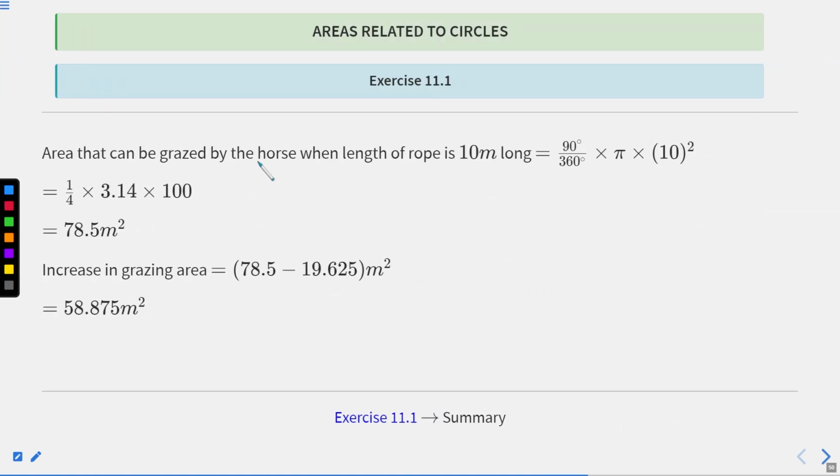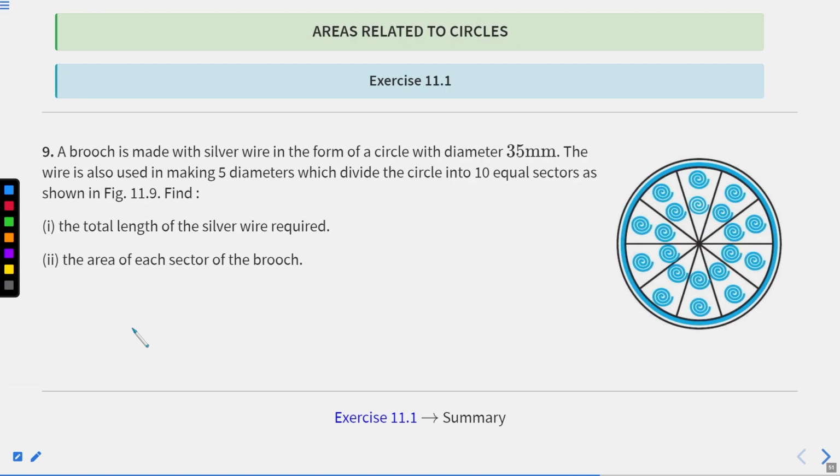And the area that can be grazed by the horse when the length of rope is 10 meter long is 90 degree by 360 degree into pi into 10 square, that is equal to 1 by 4 into 3.14 into 10 square, that is equal to 78.5 meter square. So the increase in grazing area is equal to 78.5 minus 19.625 meter square, that is equal to 58.875 meter square. Okay, so this is the increase in grazing area. Now let us move to question number 9.